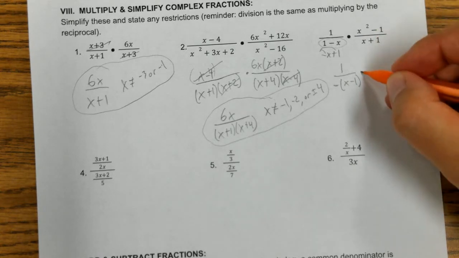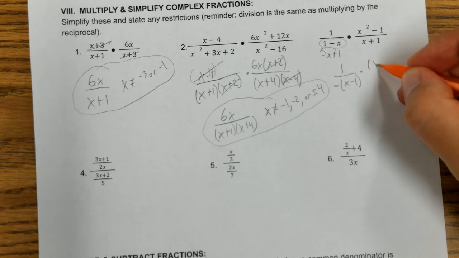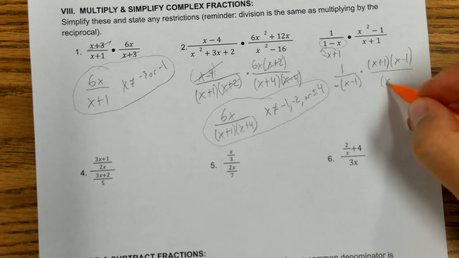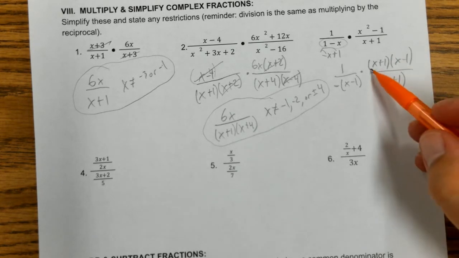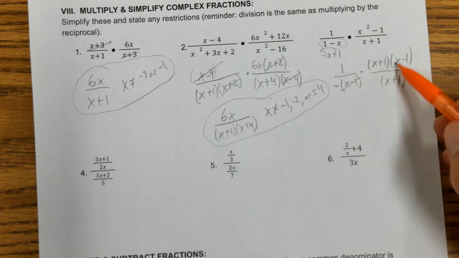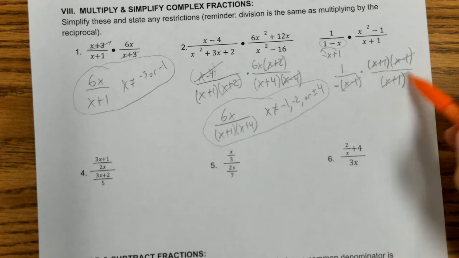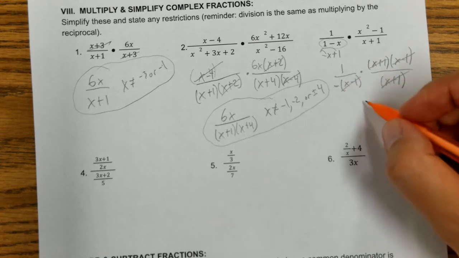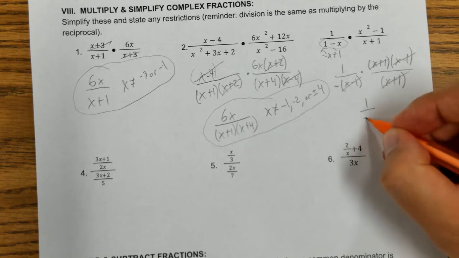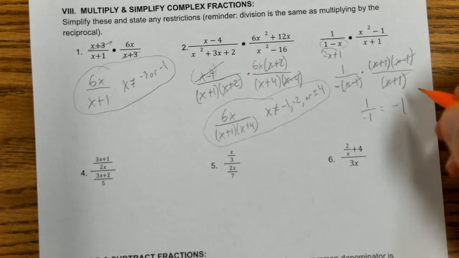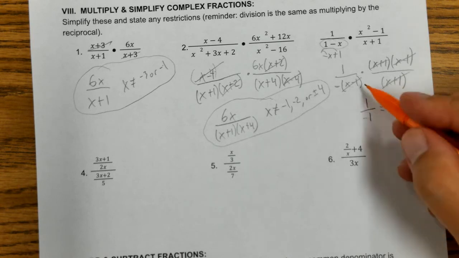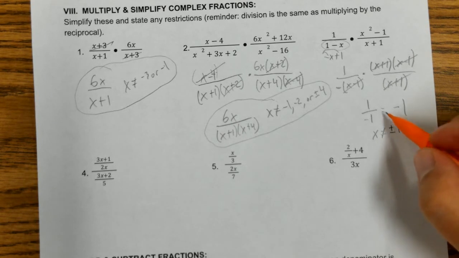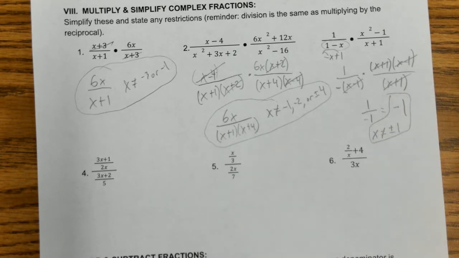And then on the top here, we'd factor that to x plus 1, x minus 1, and that's over x plus 1. Now you can see the reason why I did that is because now I can see those x minus 1's will cancel, x plus 1's will cancel, and because we're left with nothing on the bottom, we have a placeholder of 1, so this is going to be 1 divided by negative 1, which is just negative 1. However, again, we have our restrictions. We've got to say that x cannot equal plus or minus 1, and that is our answer.